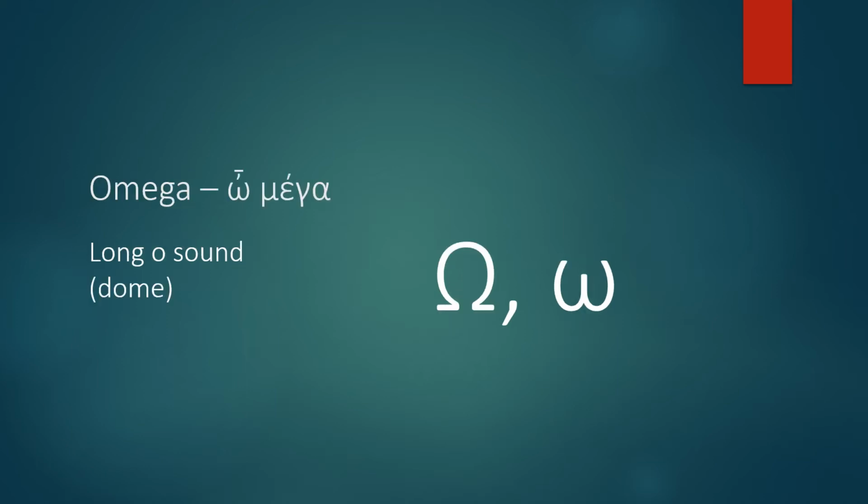Last but not least, we have omega, and you can see from the way the name of the letter is written, this is the big or the mega O as opposed to the omicron. And so this is pronounced like a long O sound, the O in dome. And not only is there that quantitative difference, the very short versus the long O, but there is also that qualitative difference. It has a different kind of sound than omicron, and that's pretty common to hear.